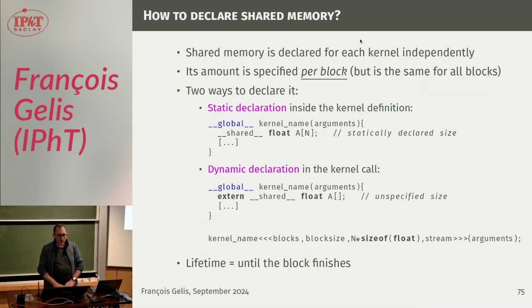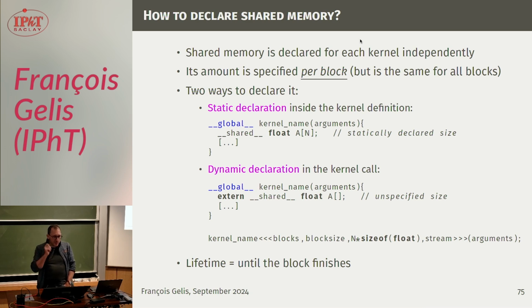So how to declare a shared memory? First of all, a shared memory is not something you declare once for all at the beginning of the program. It's something which is defined kernel by kernel. So you can choose that one kernel doesn't need shared memory and another kernel will use shared memory. And then what you need to specify is how many bytes of shared memory per block you're going to use.